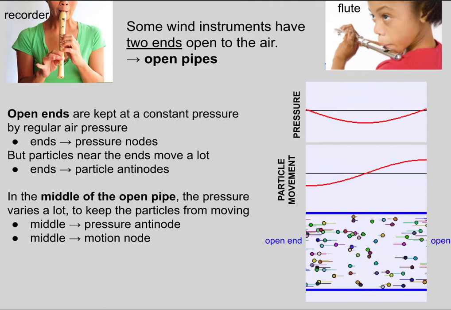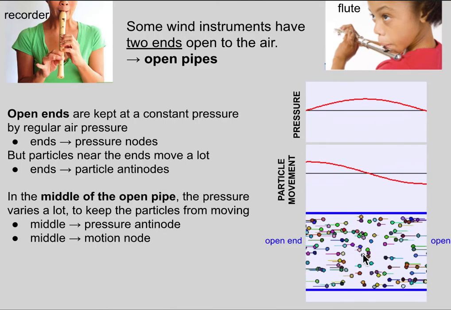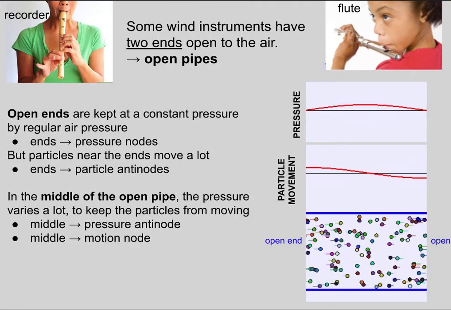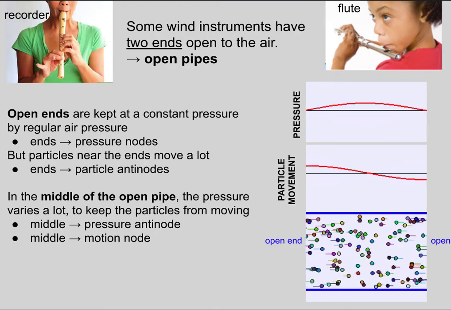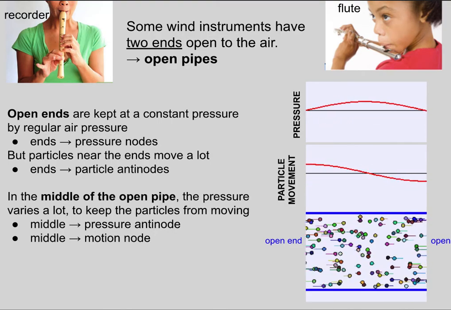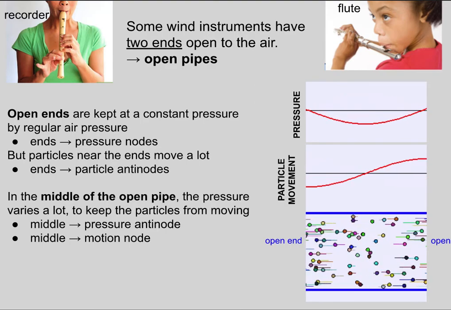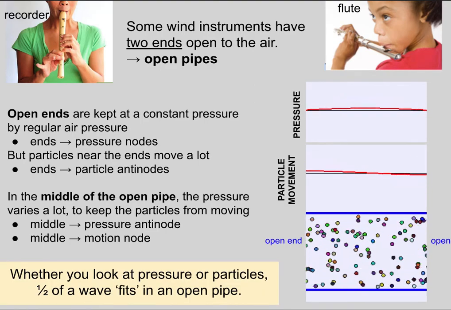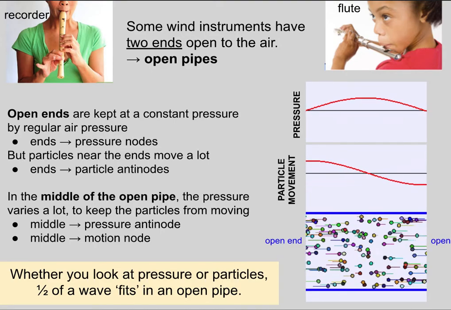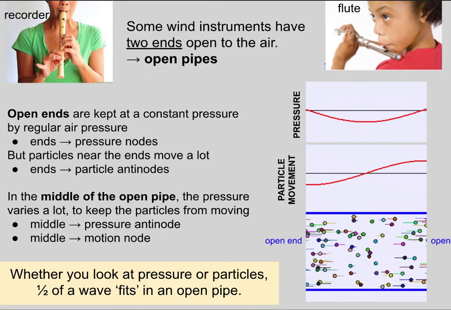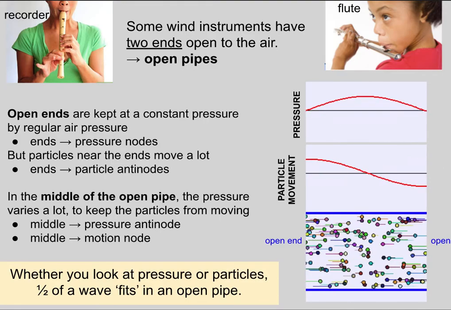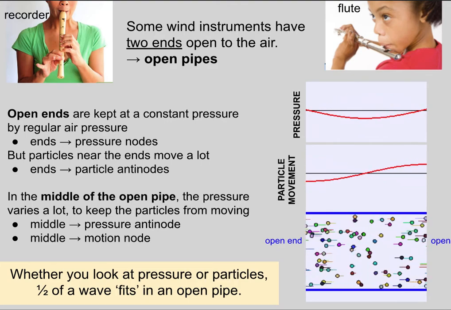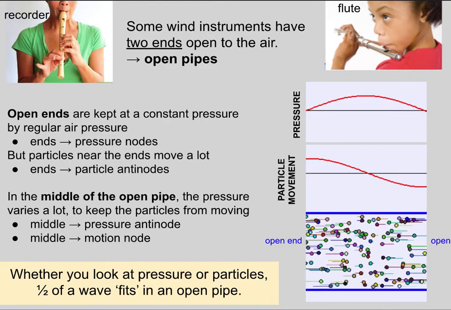If we're looking at the particles in this picture down below, you can kind of see how the particles in the center don't really move very much at all. It's the other particles further on the sides that are moving quite a bit. The important thing here to notice is that there is a half of a wave that is fitting within this pipe. And that's what we're going to use to determine what frequency that pipe would produce. That's the key idea if you're writing something down: half of a wave fits inside an open pipe.